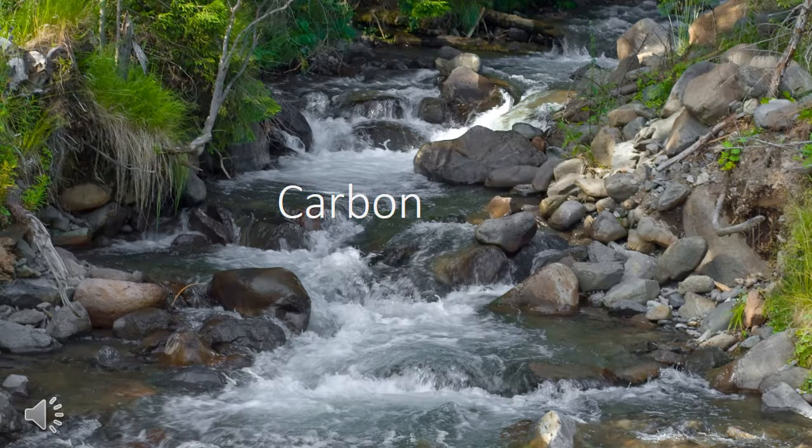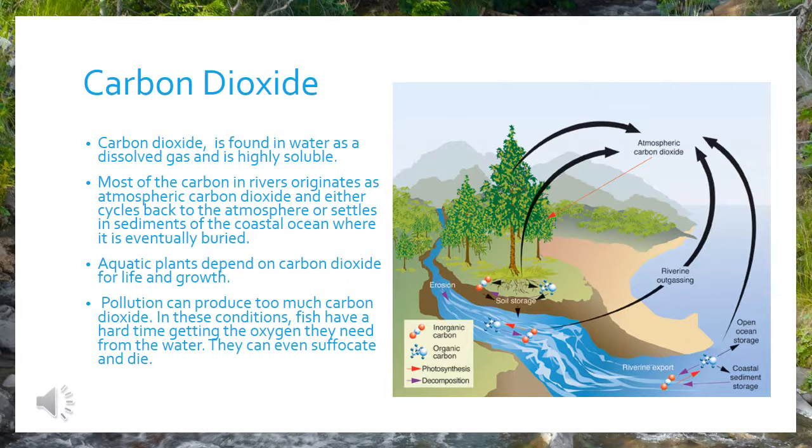Next, I'm going to talk about carbon, mainly carbon dioxide, in rivers and streams. Carbon dioxide is found in water as a dissolved gas and is very soluble. Most carbon in rivers originates as atmospheric carbon dioxide and either cycles back to the atmosphere or settles in sediments of the coastal oceans where it is eventually buried. Aquatic plants depend on carbon dioxide for life and growth, but pollution can produce too much carbon dioxide. In these conditions, fish have a hard time getting the oxygen they need from water and can suffocate and die.